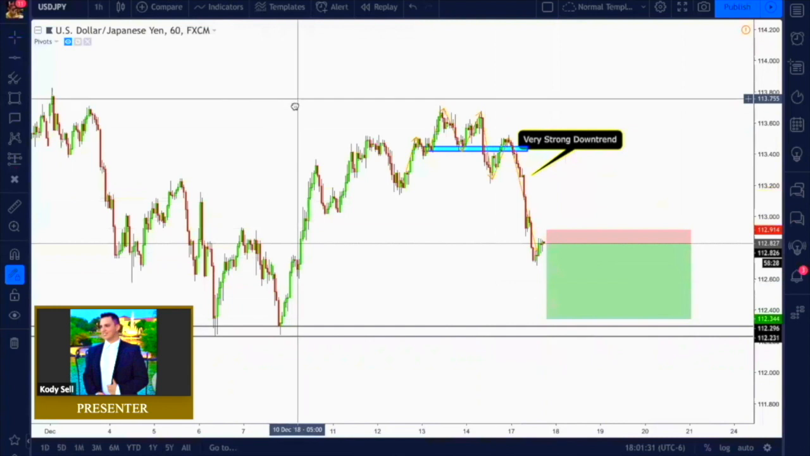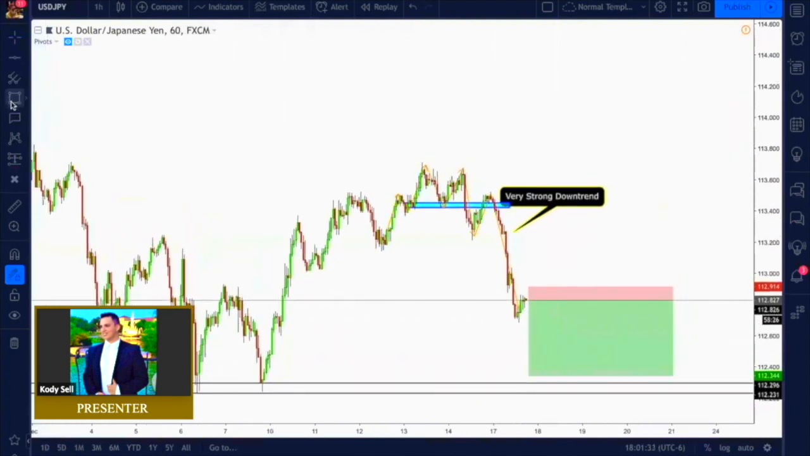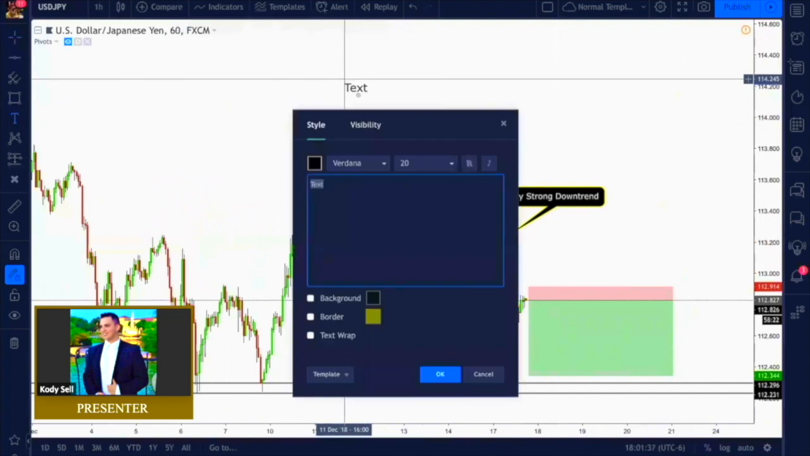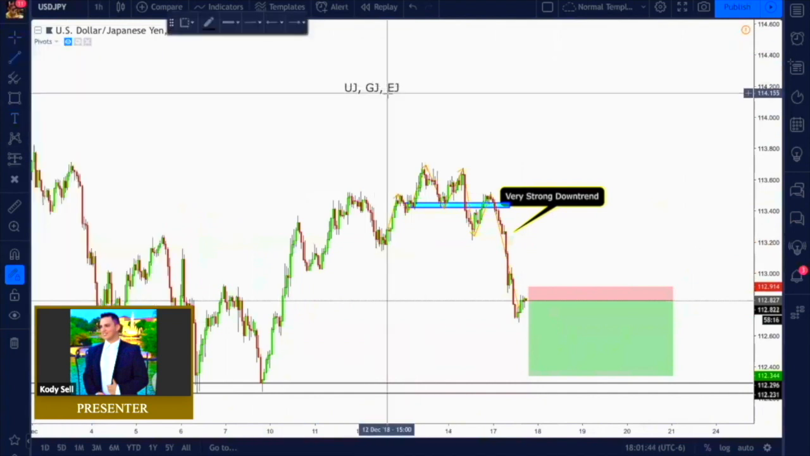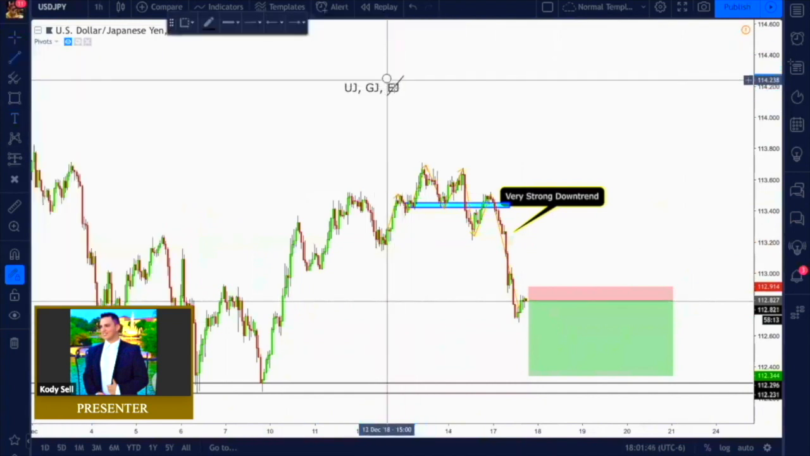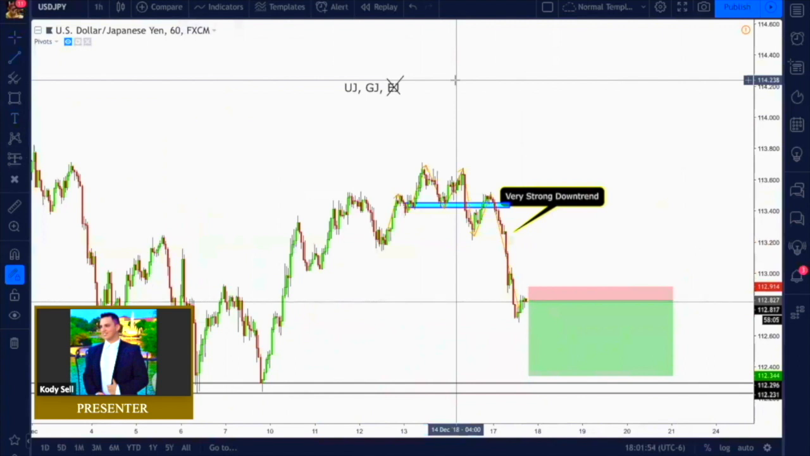Alrighty, so what I'm going to do is, if we look at our original list, UJ, GJ, EJ, I'm going to go ahead and cross off EJ. I'm not looking to take my specific sell position on the yen on EJ. I'm looking at either UJ or GJ, based on the risk to reward of the next bearish move, based on the targets that I'm seeing, based on correlation.